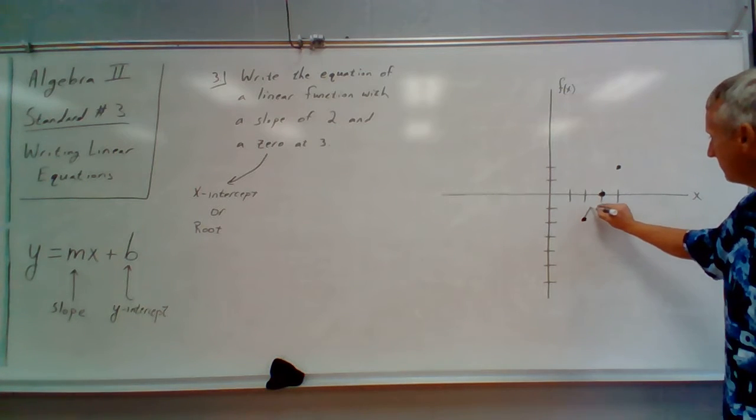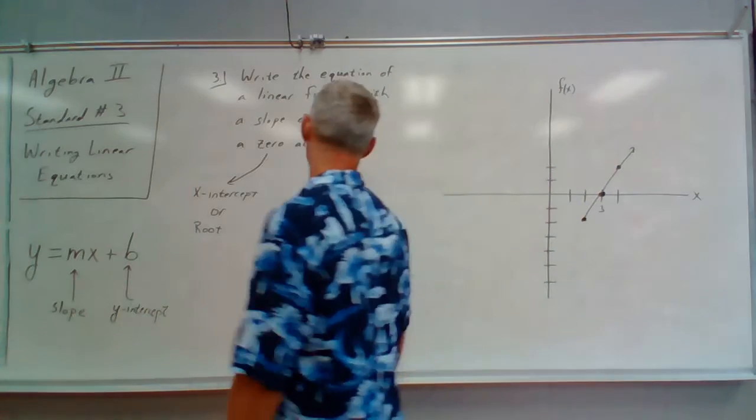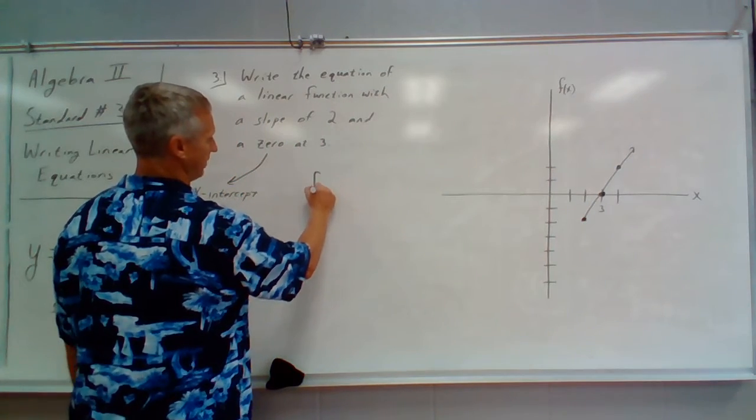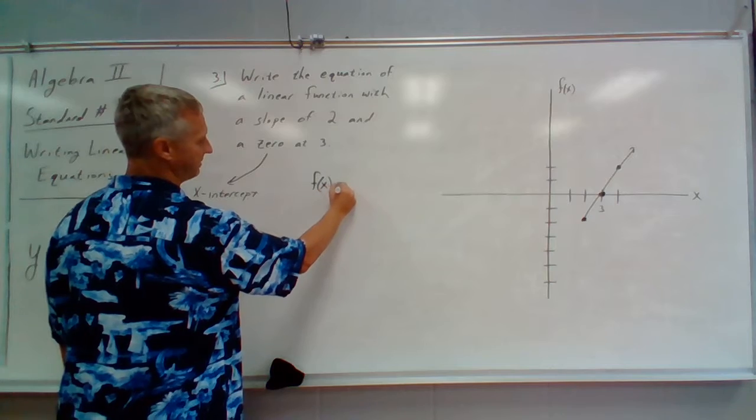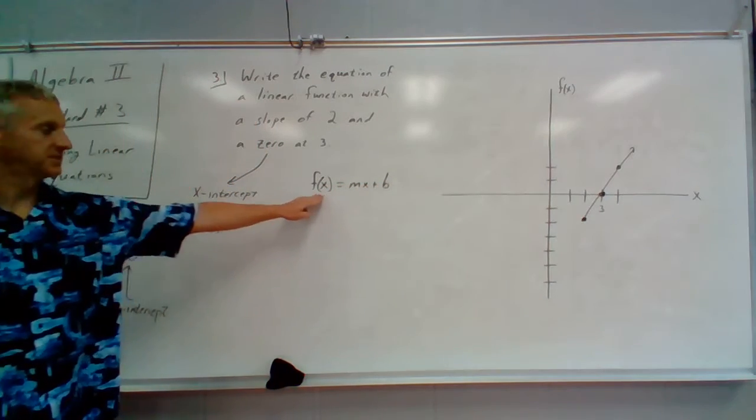I'll get a dot there. All right, so let's see if we can write this equation. So I'm going to use function terminology. So f of x equals mx plus b. F of x is the same thing as y.